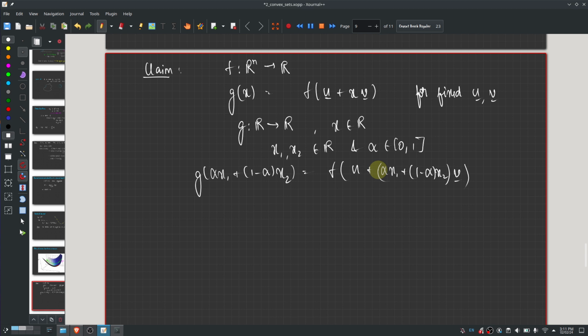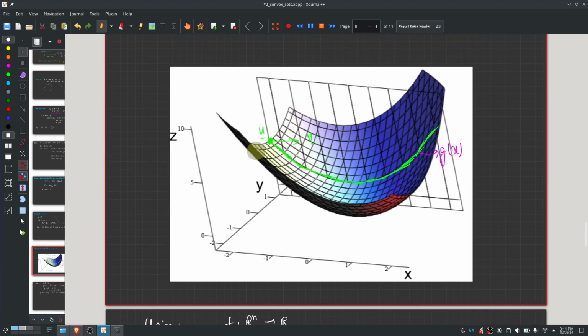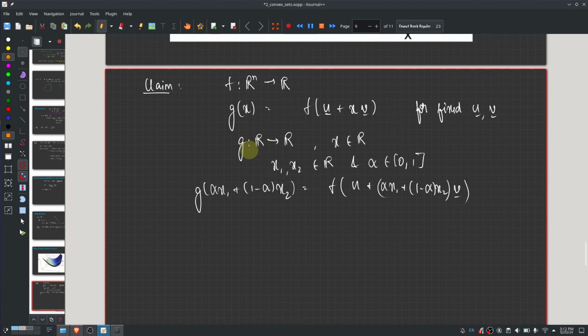In other words, you can think of it as though I'm changing the coordinate system. The original function is a higher dimensional function. It's a surface, right? But by picking one particular straight line, I'm looking at the function value along this straight line. So it's this slice, so g of x would be some curve. It's a function of one variable. And I want to show that this one-dimensional function is convex.